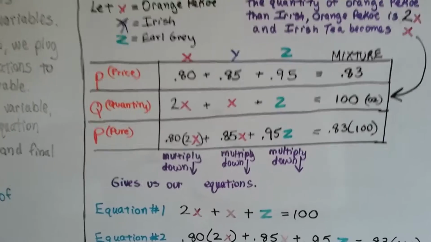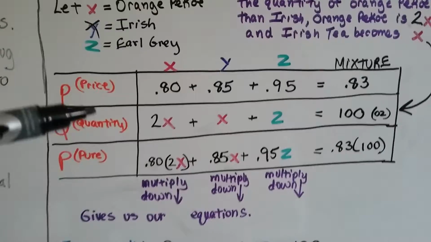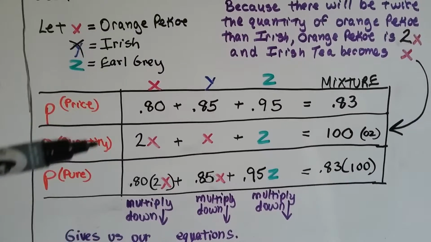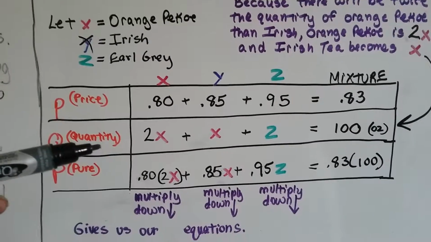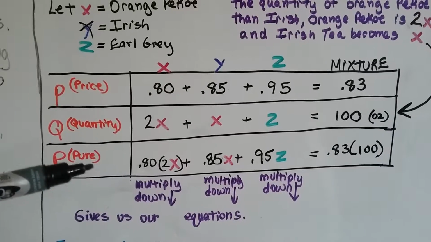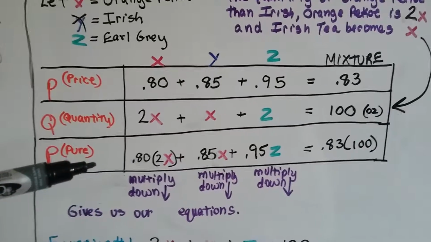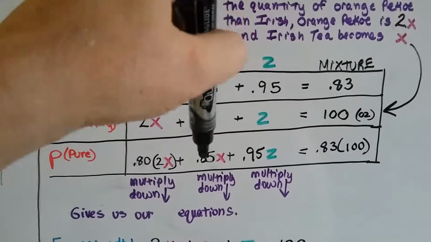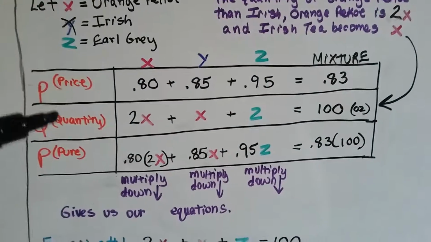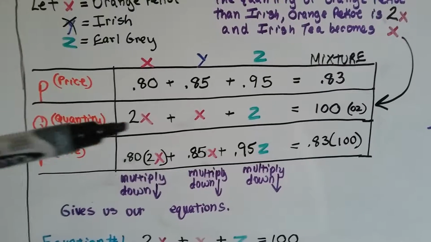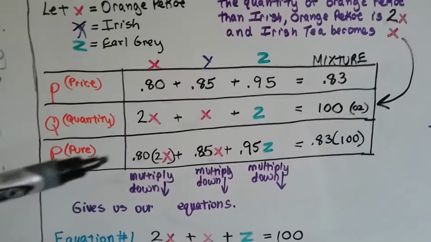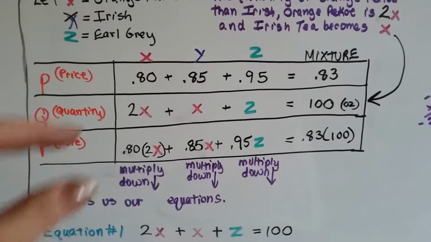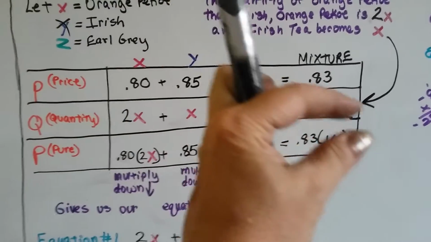So now here's my PQP table, my price, quantity, and pure table. This is the price of the tea. This is the quantity in ounces, and here's how much the ounces of pure are. And we multiply down in this column, and in this column, and in this column to get our equations. We have an equation here, and we have an equation here. See that? It automatically writes our 2 equations right here coming across.